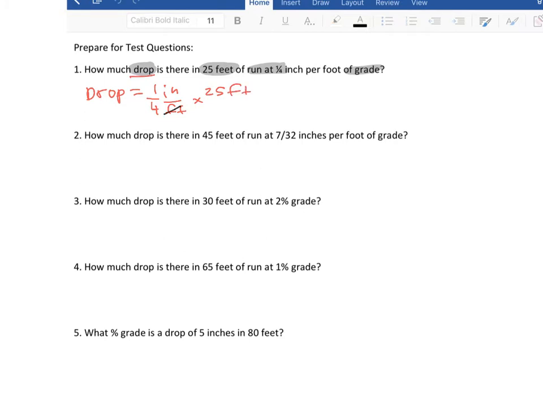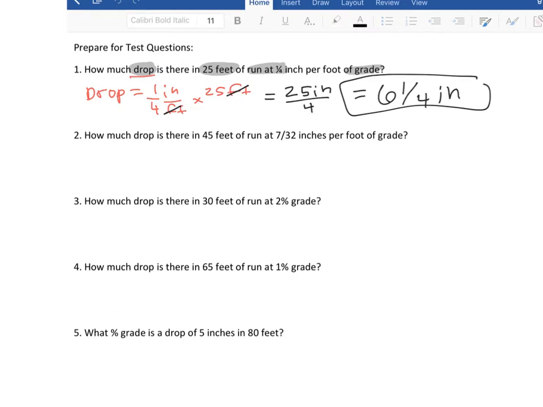The feet will cancel each other out, remember? And so all we're left with on top is 1 inch times 25, which is 25 inch. We'll divide it by 4. If I take 25 and divide by 4, we get 6 1/4. So that's our drop. So all of these questions right here are just referring to those formulas that we just went over. So that's how you do those.